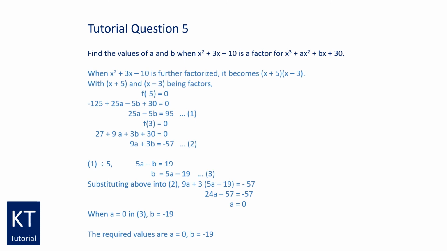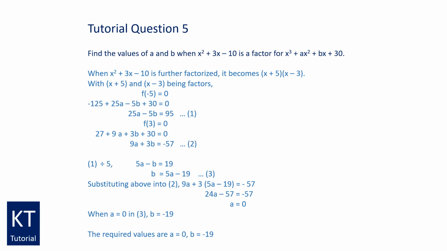Here we can start by factorizing the quadratic polynomial, this being equal to x plus 5 and x minus 3. With these two being factors of the cubic polynomial, it directly means that f(-5) is equal to 0. That allows us to set up the first equation of 2a minus 5b being equal to 95. By doing the same for f(3) being equal to 0, we will have the second equation, 2a plus 3b being equal to minus 57.